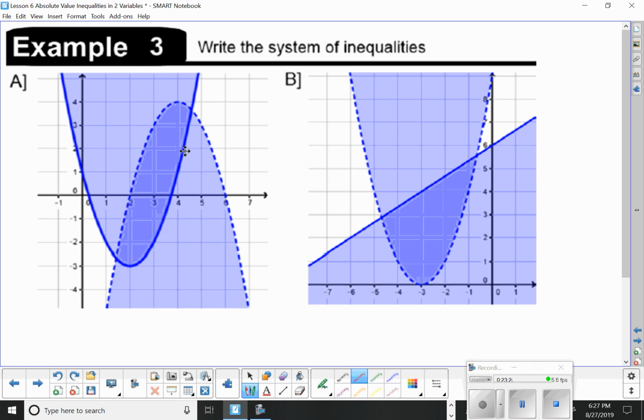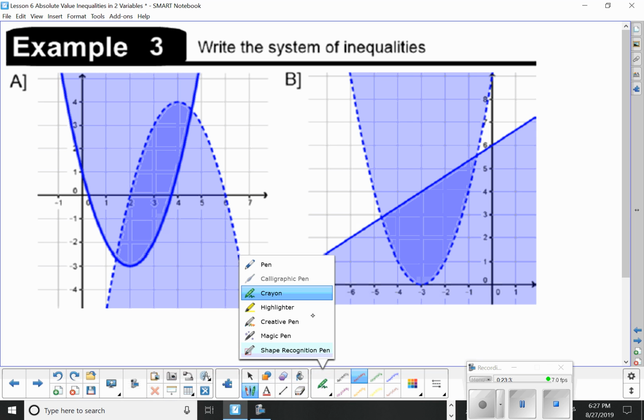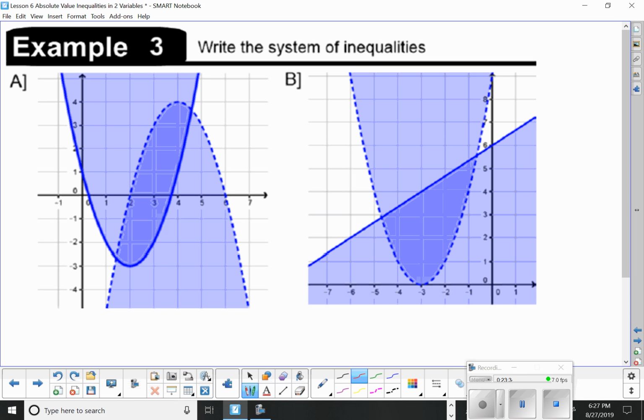Now, here you're supposed to write the inequalities. We have to write them. Use the vertex form. For this one right here, I'm going to do this one in blue. Well, I went right 2, down 3. So x minus 2, quantity squared, minus 3.